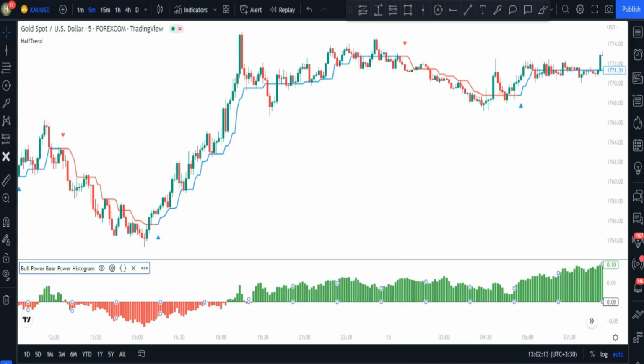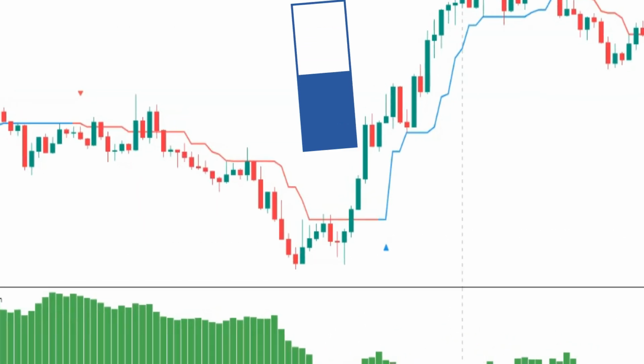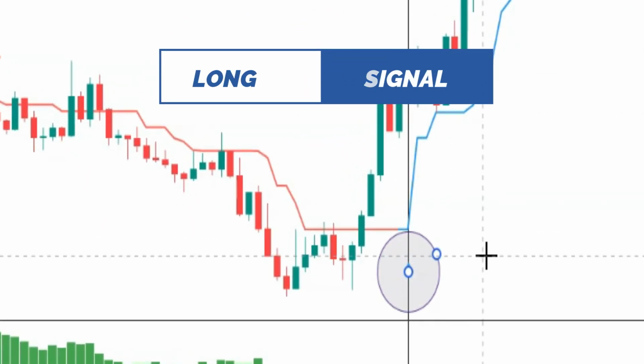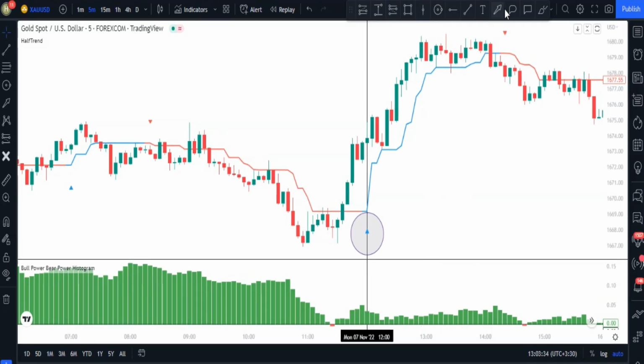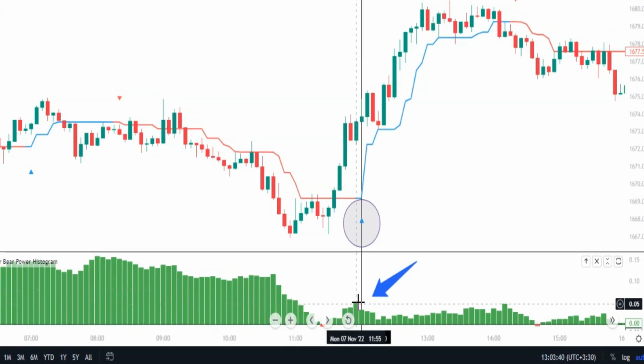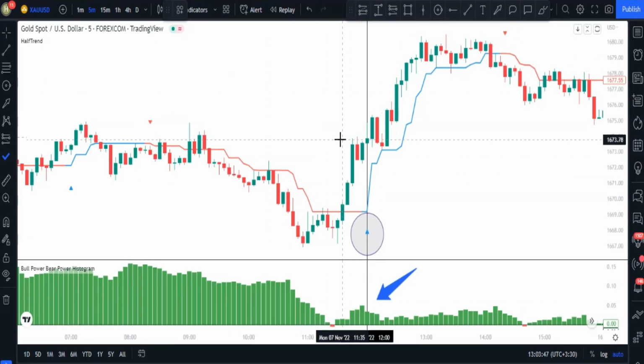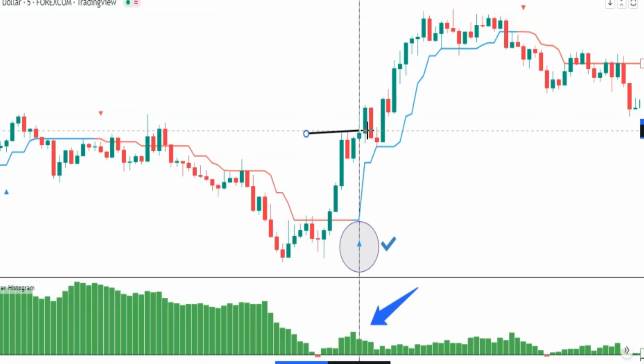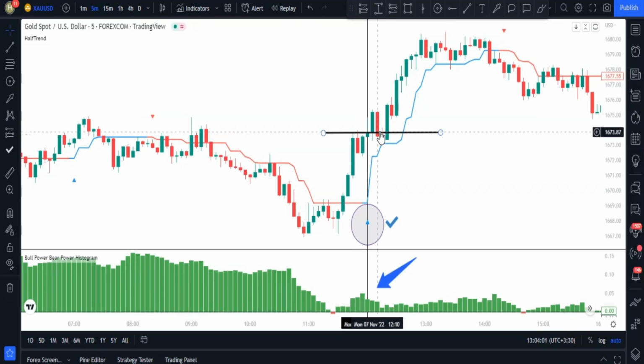First, let's see how the setup works with these 2 indicators. But remember, we need to add also another indicator. So when there's a valid long signal by the half trend indicator, to confirm this long signal, the histogram of the second indicator should be also green. So when all these conditions are fulfilled, our long signal is valid and we can open a buy position at the close price of our trigger candlestick.